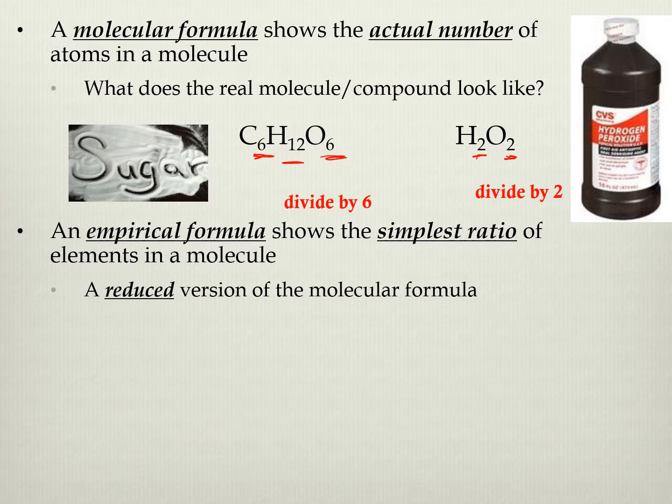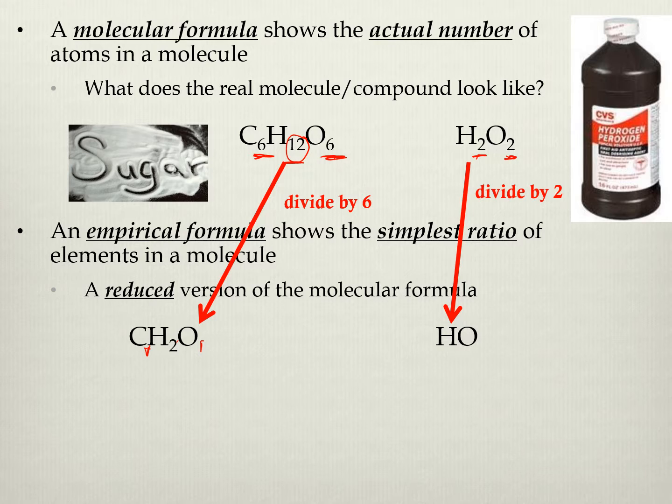Any guesses? 6 is 2s. We could simplify it to CH2O. We took a 6 out of each one, so we divide the 6 by itself, and we get a 1 for the C. We divide the 12 H's by 6, and we get a 2. And we divide the 6 oxygens by itself again, and we get a 1 for the O. Same thing with H2O2. We take the 2's out, and it reduces to 1 H and 1 O.